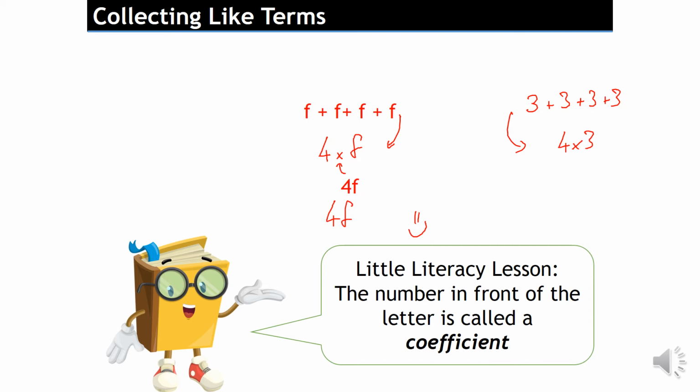One extra thing, the number in front of our letter here, so 4, that is called a coefficient. So if you can remember that word, it'll pop up all the way through school. Even when you're doing your GCSEs, that'll be a really useful word to know.